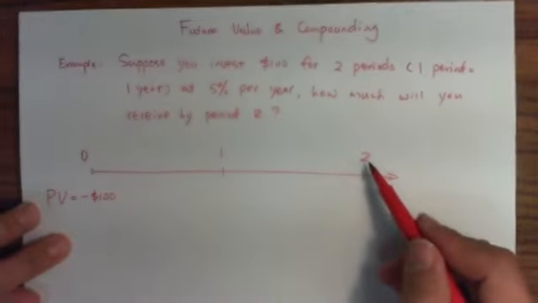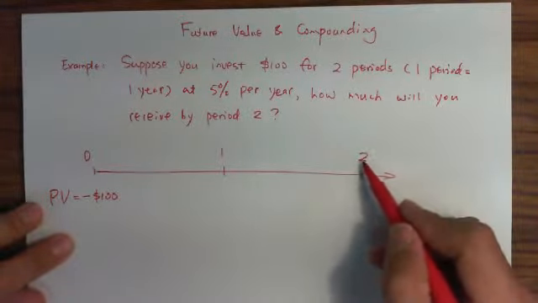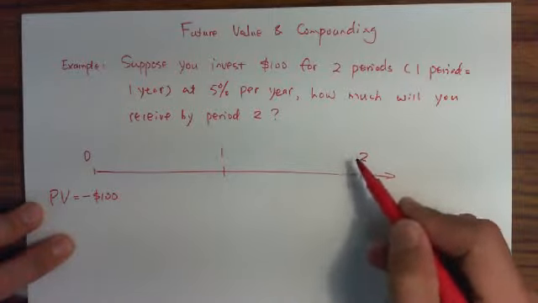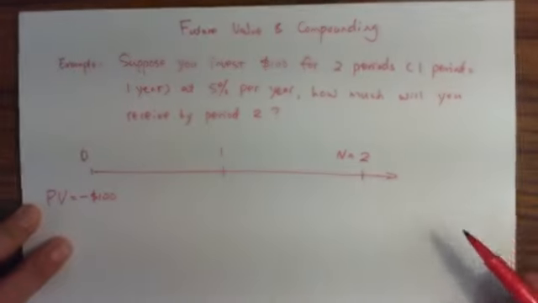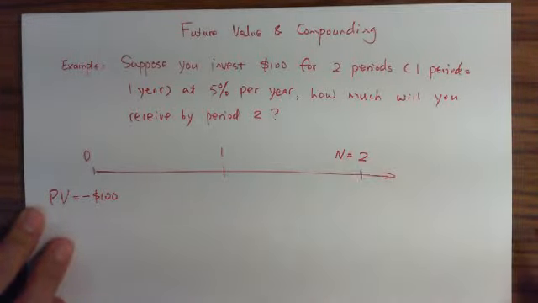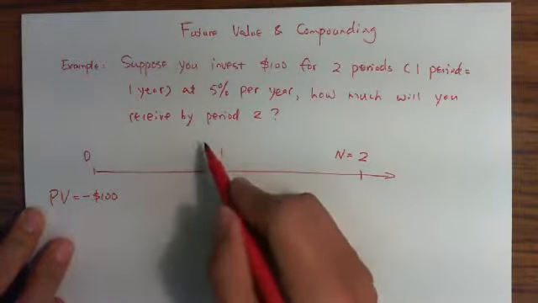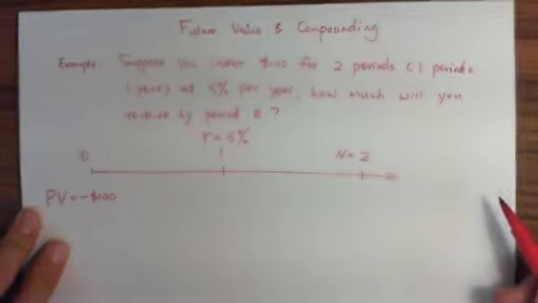Now we already have the second element, which is 2. That's the end of the investment. We can use N. The book, I think, uses D. But anyway, that's the end of the investment. Now the growth rate of money, the interest rate, is 5%. We have the third element.